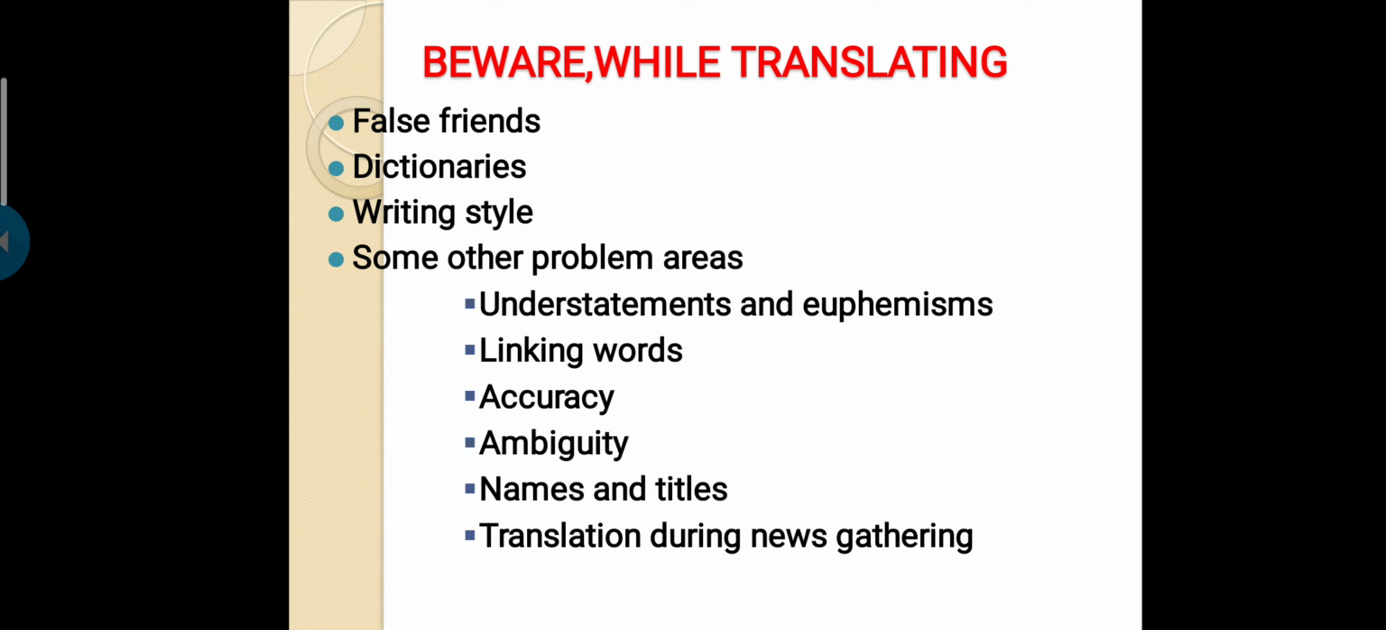Next, some other problems which can be seen on the screen are understatements and euphemisms, linking words, accuracy, ambiguity, names and titles, translation during gatherings.